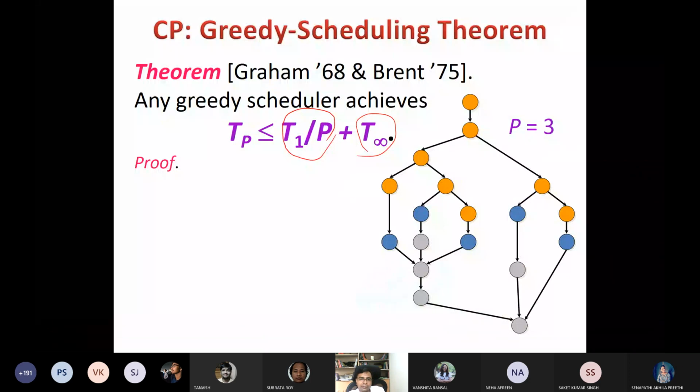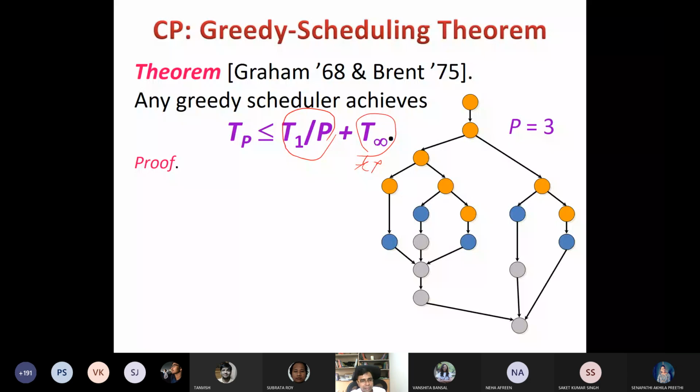Okay, can I say that TP is always less than or equal to T1 by P plus T infinity? T infinity is the critical path, and T1 by P is the work divided by the total number of processors. So TP will always be at most the work divided by processors plus the critical path.